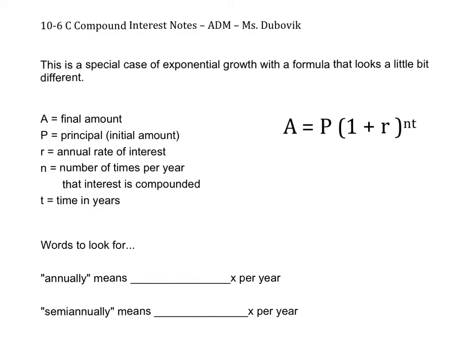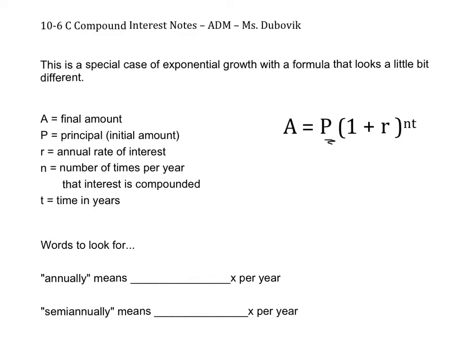All right, so last part of 10.6, compound interest. So it's the same formula, we've just changed it a little bit. Our A represents your final amount. Your P is your principal, the initial amount. That was our C before.